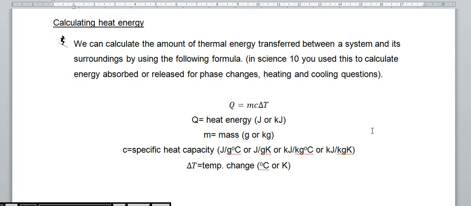You're losing energy. And in order to calculate those energies in the heating and the cooling phase, we use this formula in grade 10. Q, which is heat energy in joules or kilojoules, is equal to m, mass in grams or kilograms, times c, which is your specific heat capacity, times delta T, which is your temperature change in degrees Celsius or in Kelvin. So that's basically the review of all of the thermodynamics that you took in grade 10.